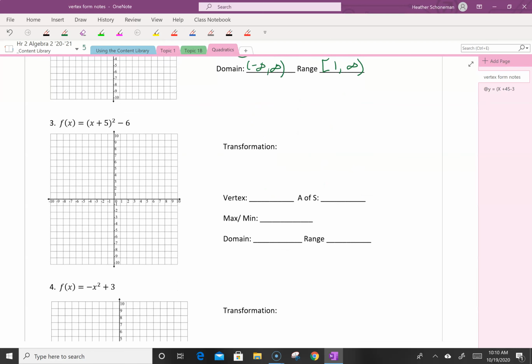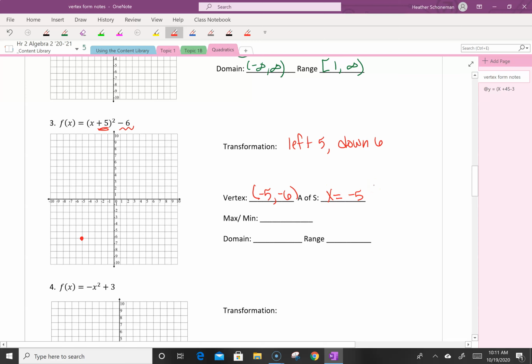On the next one, the plus 5 tells me I'm going to go left 5. The minus 6 outside tells me I'm going to go down 6. So I'm going to go left 5 and down 6 and plot my point. My vertex is the opposite, which is negative 5, and then the same as this one, minus 6. The axis of symmetry is x equals negative 5.